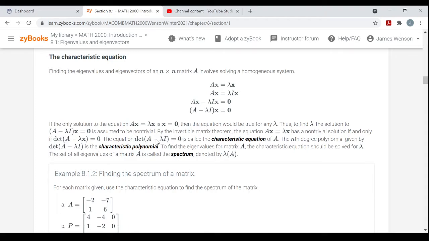You're going to solve this for lambda, and then every value of lambda you find, you're going to plug it into this equation here, the bottom one, and then solve this system. Find the vectors that make this a true statement for whatever value of lambda you have found, or values of lambda. There may be more than one eigenvalue. All right, the nth degree polynomial given by this determinant of A minus lambda I is called the characteristic polynomial.